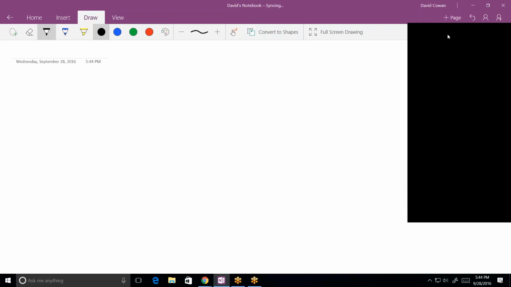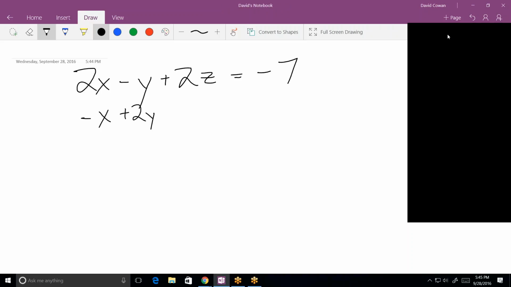What else you got? All right, well, there's another one, and it says solve the system using substitution and elimination, and it gives me three equations. Or, well, three different variables. But the first one is 2x minus y plus 2z equals negative 7. And then the one underneath that is negative x plus 2y minus 4z equals 5.